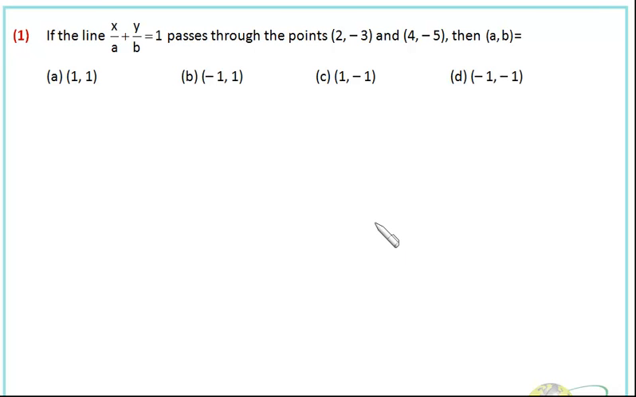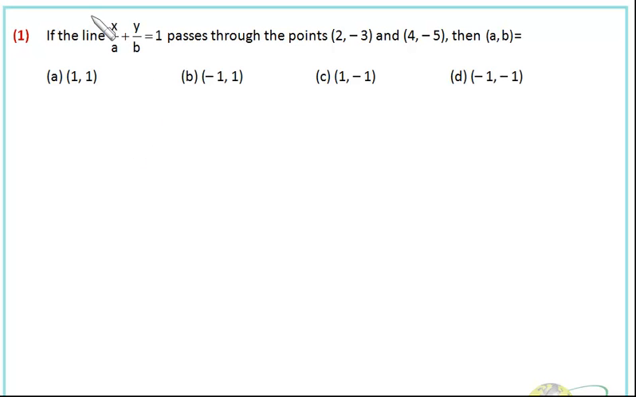Now let's see this problem. If the line x by a plus y by b is equal to 1 passes through the points this and this, then ab is? Okay, now this line, if it passes through these points, that means these points should satisfy this line, right? That means the point 2 and minus 3 should be satisfying this equation.